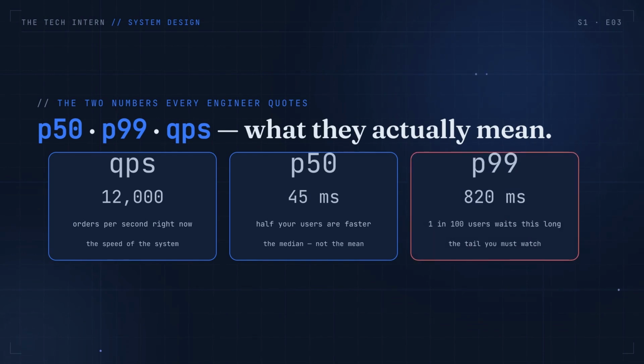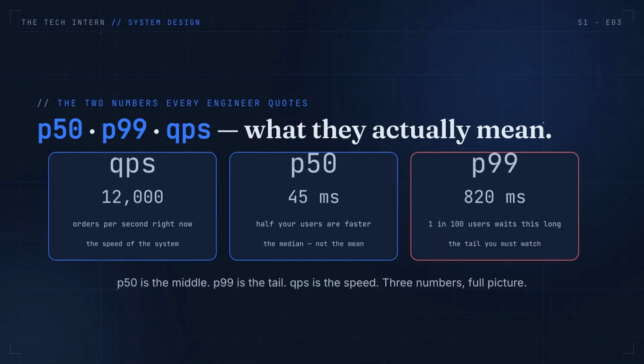Third, and this is the one engineers actually care about most, P99 latency. 1% of requests took this long or longer. If P99 is 820 milliseconds, that's 1 in every 100 users sitting there for nearly a second. On a system doing 12,000 QPS, that's 120 people every single second having a bad experience.